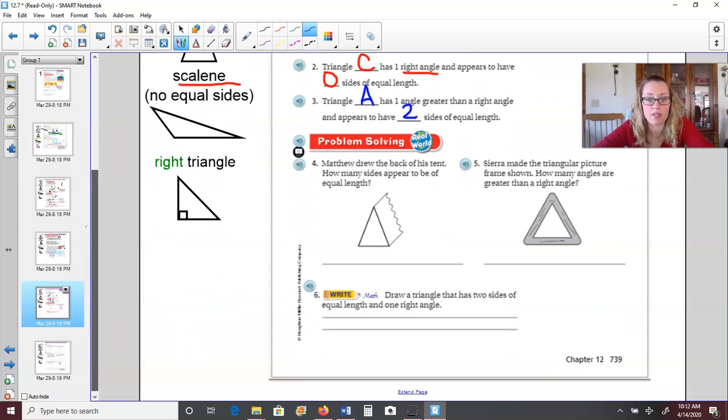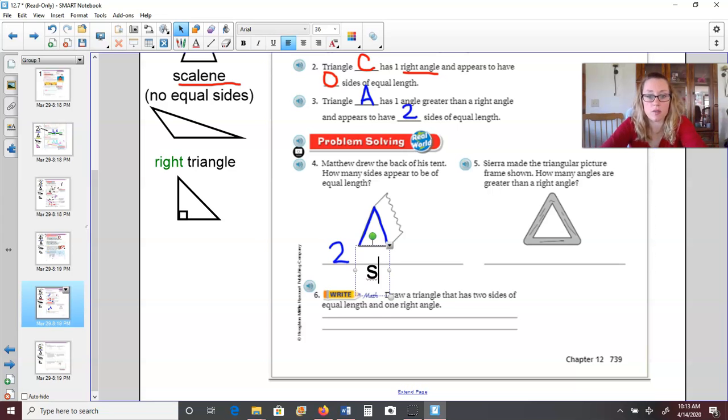Right, problem solving. Matthew drew the back of his tent. How many sides appear to be of equal length? Okay, well, I love tents, or I was calling them teepees earlier, because the two sides coming down for the opening are the same in length. So this triangle has two sides that are equal, and so just as a little extra bonus, we would call this an isosceles triangle.